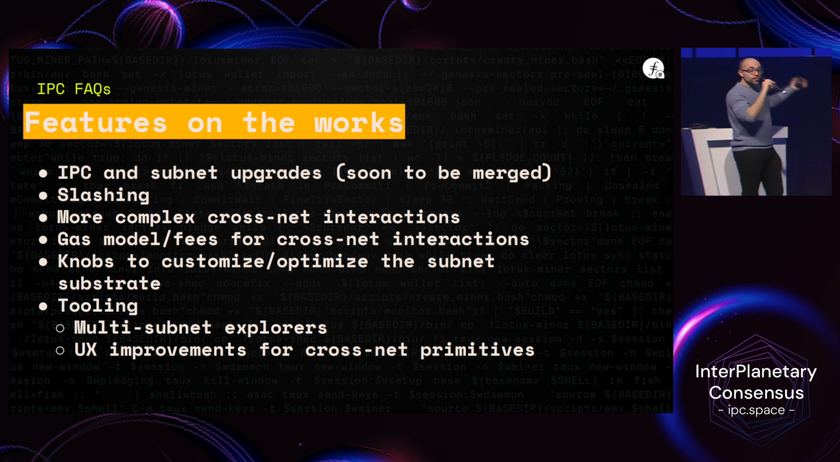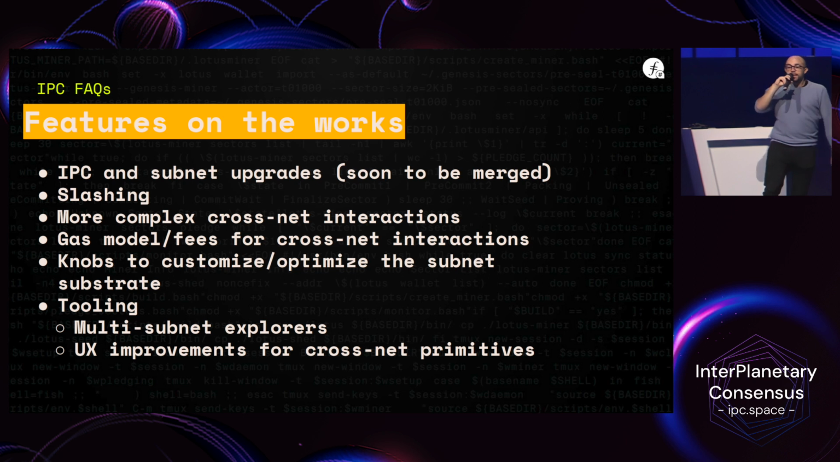We are going to introduce slashing. Marco briefly mentioned it. We have collateral, we have validators in subnets with skin in the game, but we don't have a way of penalizing them if they misbehave. So we are working on identifying a set of misbehaviors that can be easily proved to the parent, so that their collateral is slashed and their power in the power table is reduced.